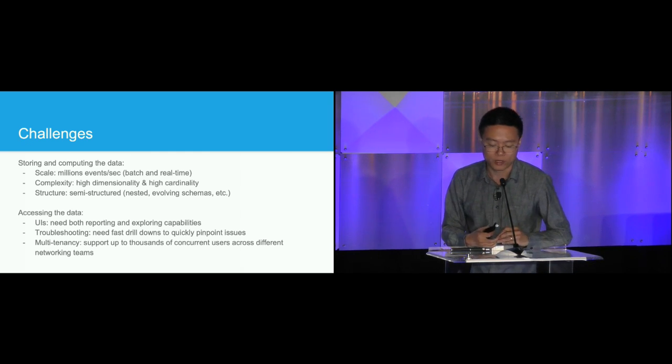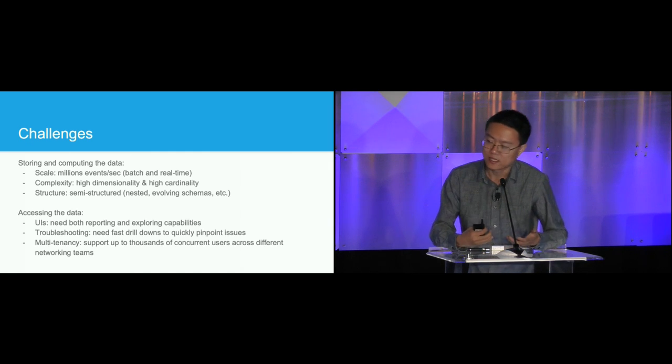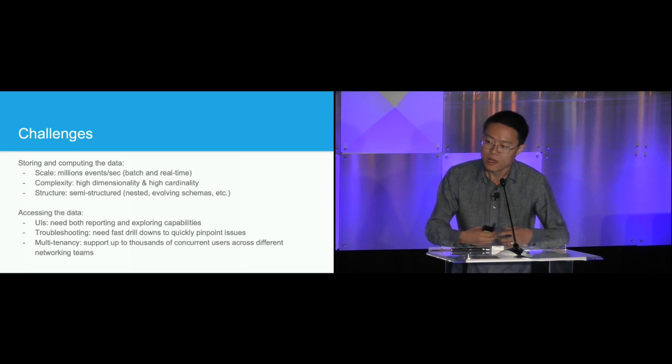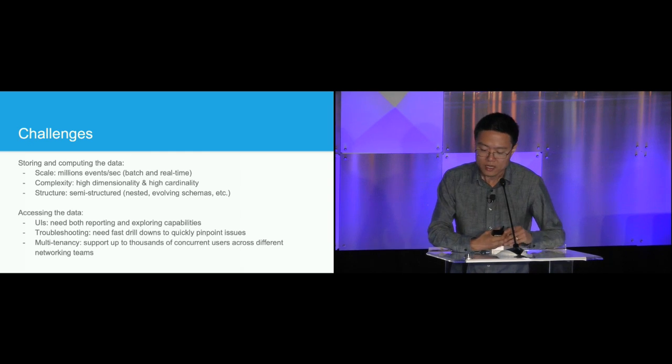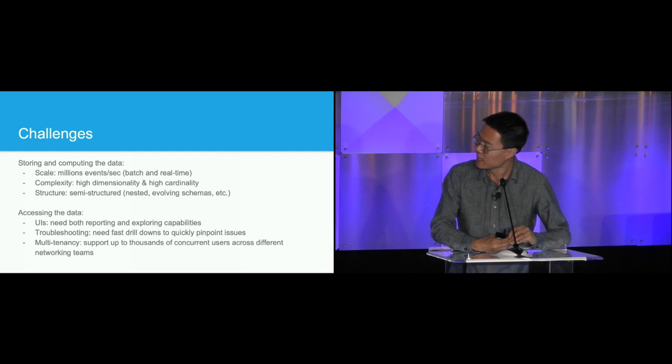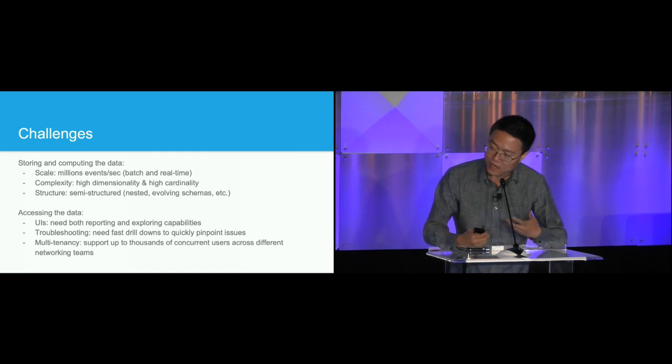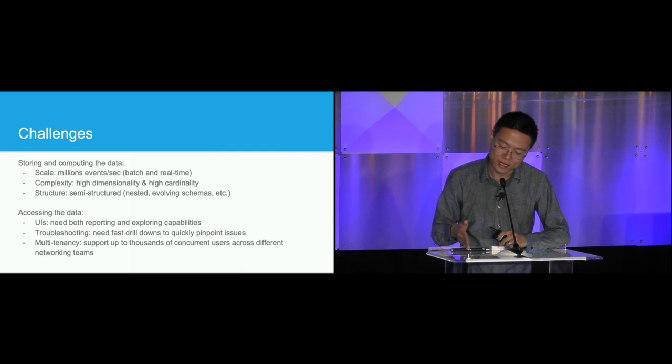Now, in terms of accessing the data, more and more people are not issuing SQL queries or programmatic queries against the data. People are leveraging UIs to investigate and understand flow traffic. A good UI needs both reporting and exploring capabilities. And to leverage the UI for troubleshooting, you have to have very fast search and filter, and very fast drill down. This allows you to very quickly slice and dice the data to pinpoint various issues within your flow traffic.